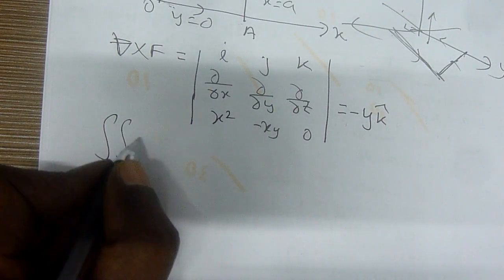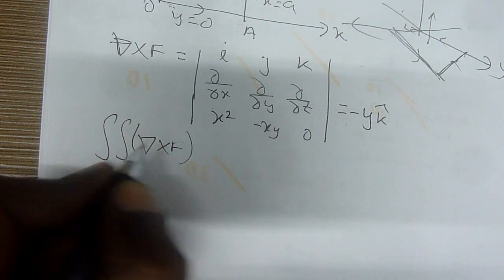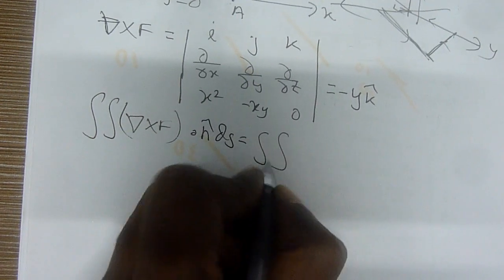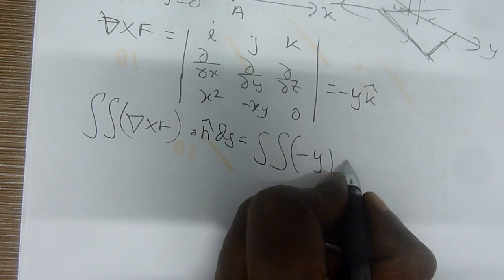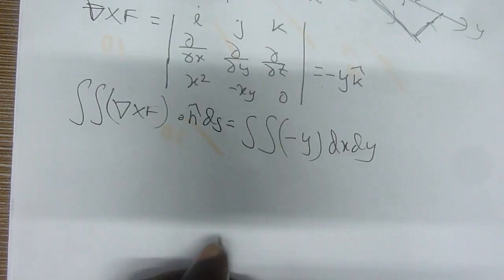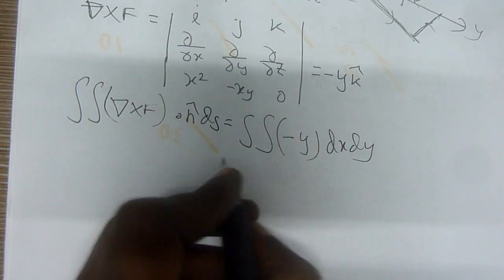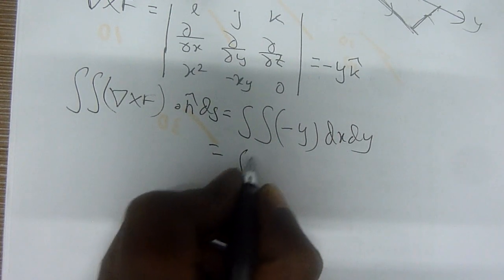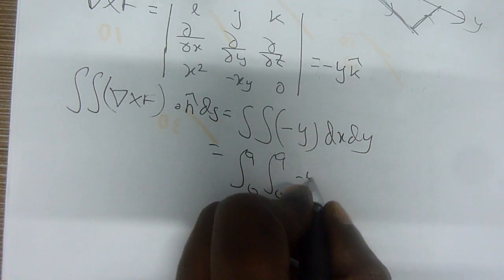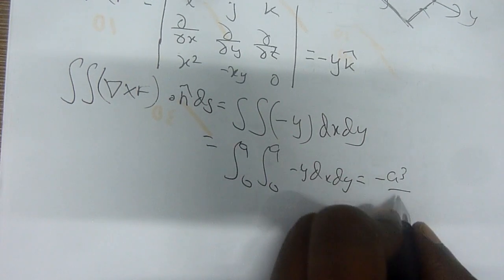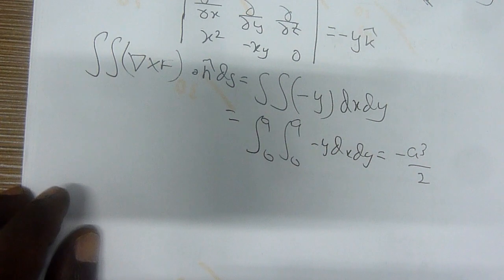To calculate this, we use the curl of F dot n dS. You can calculate this as dx dy. We have an advantage here because this is a square, so we can make it a little bit faster. Then this is the integral from 0 to a, 0 to a, of negative y dx dy. Anybody can calculate? It is a cubed over 2.